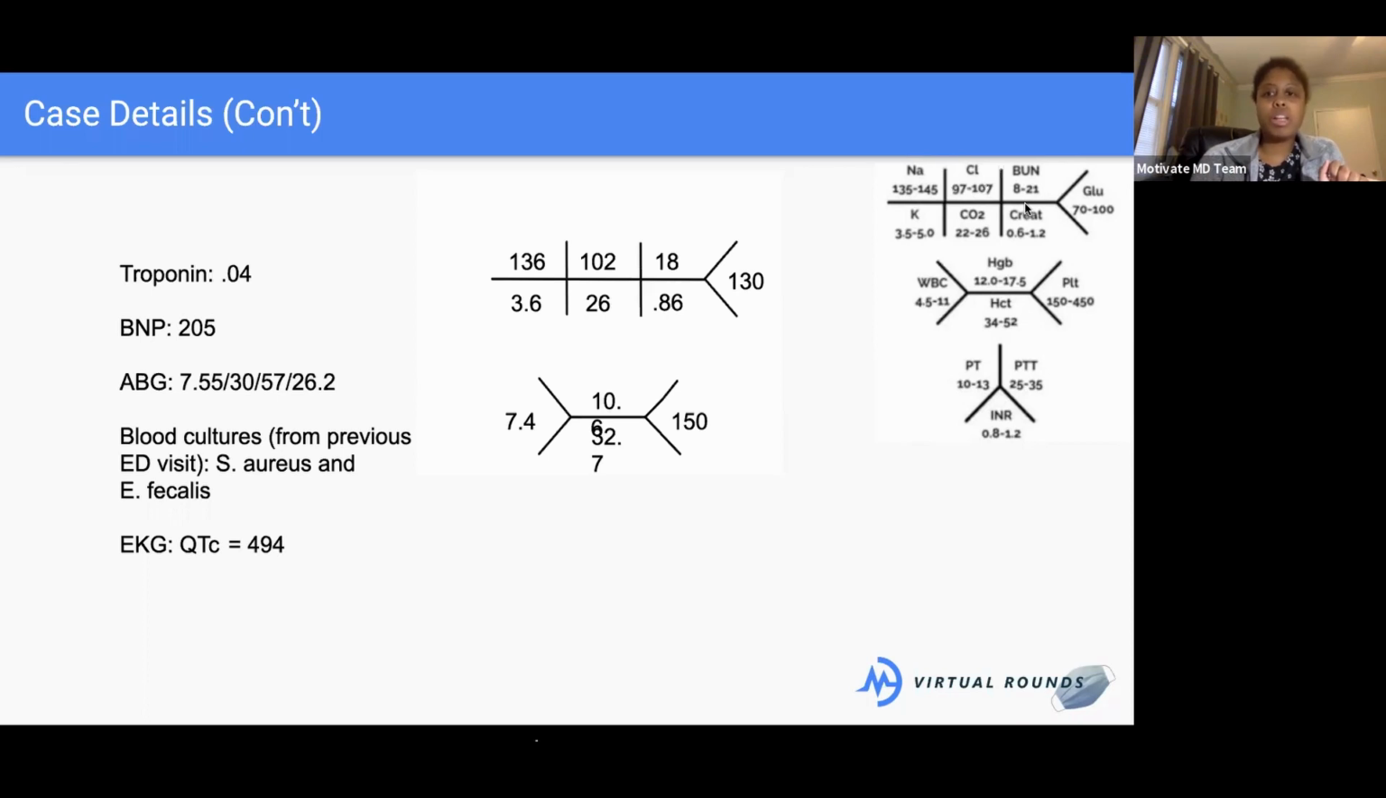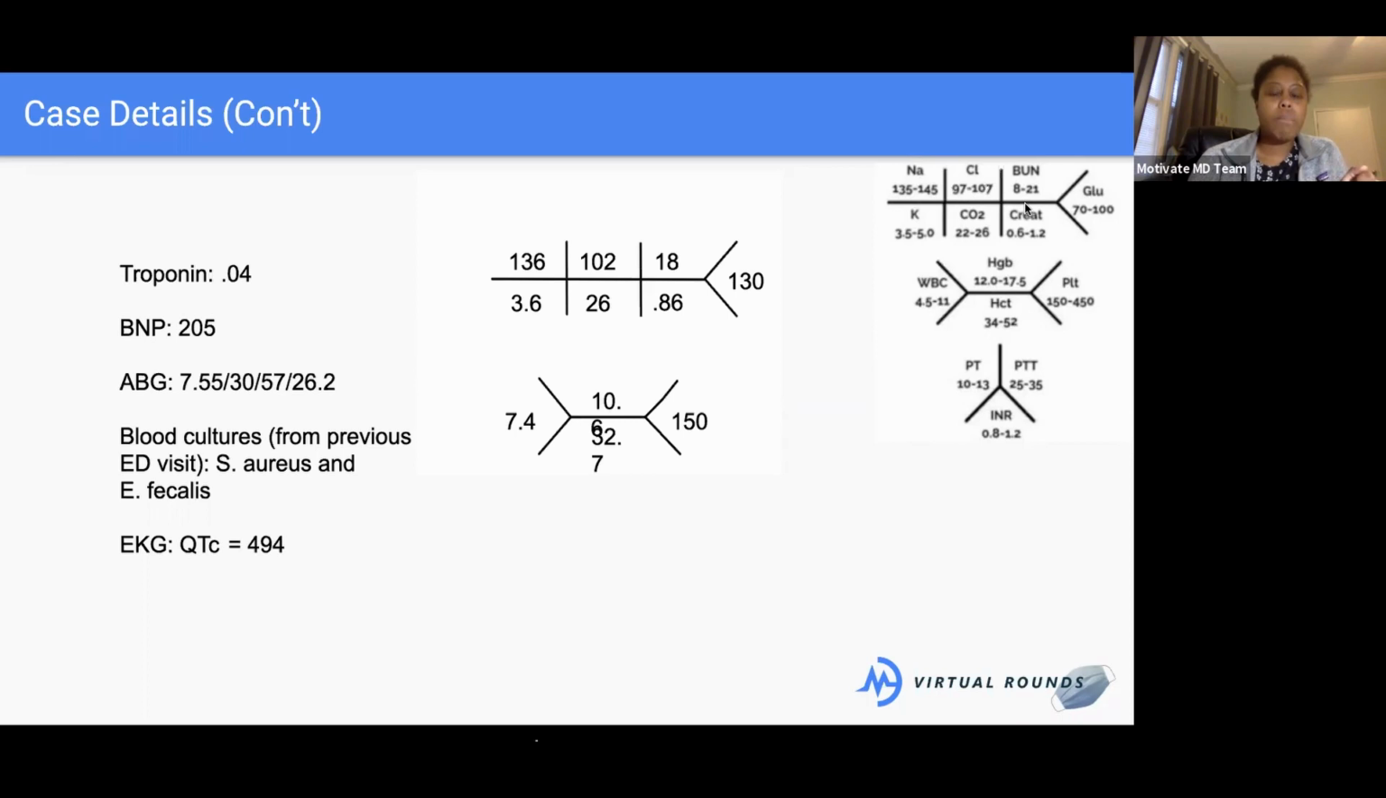Normally a little bit lower than that. I would expect to see a CO2 level in an arterial blood gas of like in the 30s to 40s range at the highest. And then the last value isn't really relevant to this discussion.